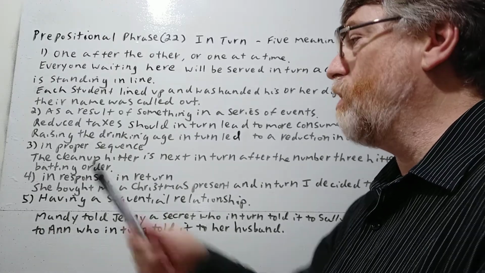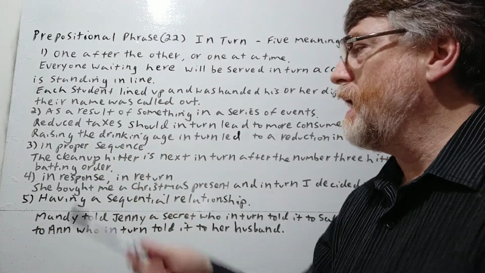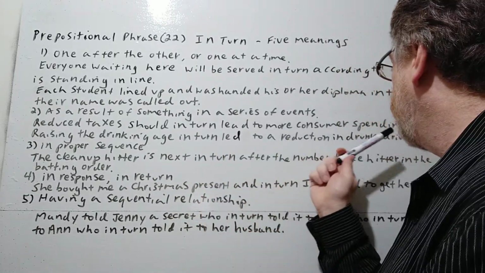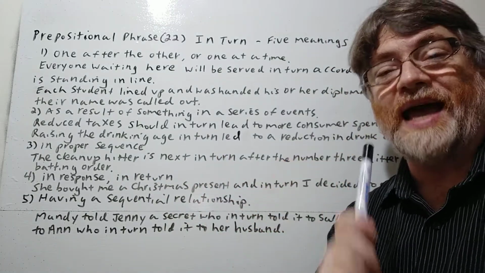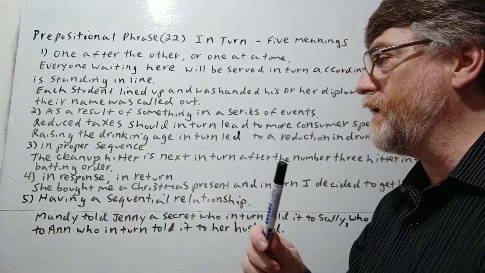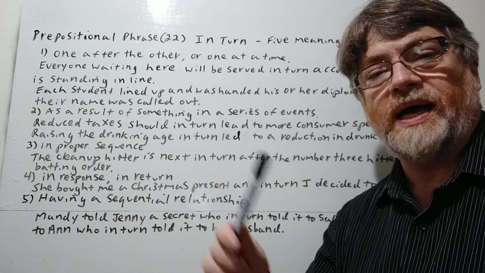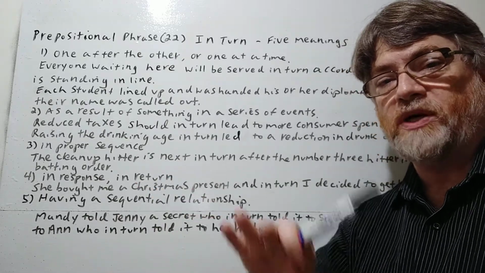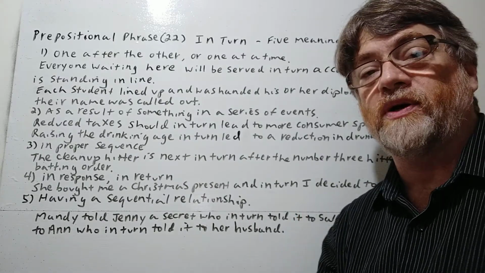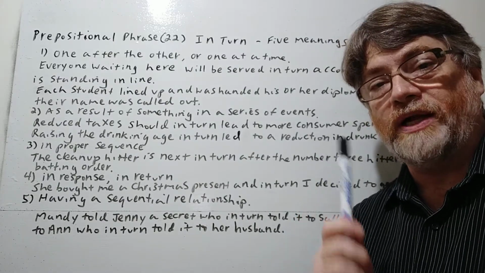Okay, we have another example for this one. Raising the drinking age in turn led to a reduction in drunk driving accidents. So this happened in the past. They increased the drinking age, and then the amount of accidents, especially for youths, actually went down because that made it more difficult for them to get alcohol and drive.